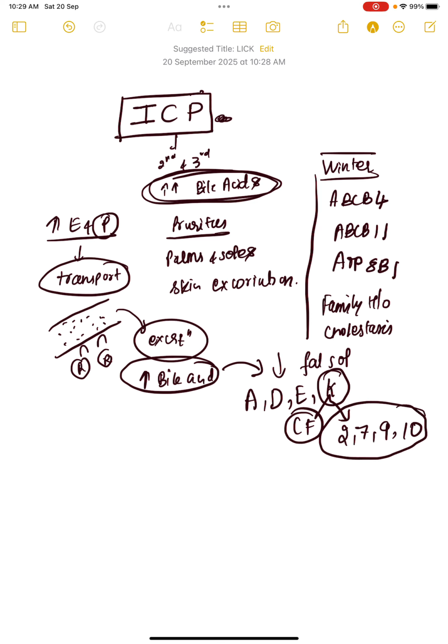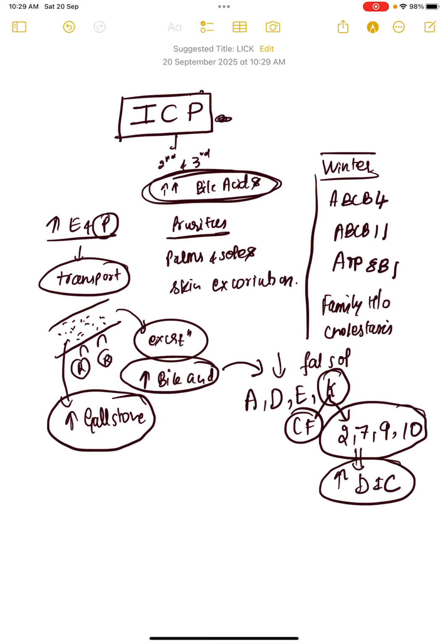So when these clotting factors are affected, clotting will not happen. There is an aggravated risk for DIC. And because of the stasis, there is an increased risk for gallstones. So the mother has an increased risk of gallstones and an increased risk of DIC. Also, these stored bile acids are going to irritate the uterus. When it gets irritated, there is preterm labor.